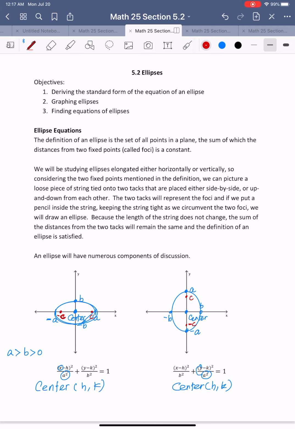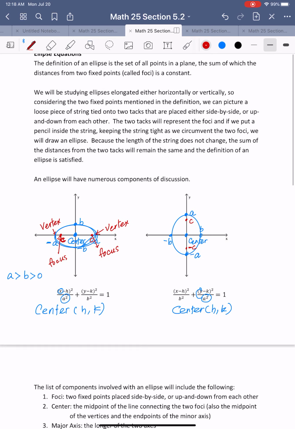Actually, A and C, the vertex and the foci, go together. A we call the vertex, and there's another vertex; together we have two vertices. This is a focus, and that's another focus, and together we call them the foci.